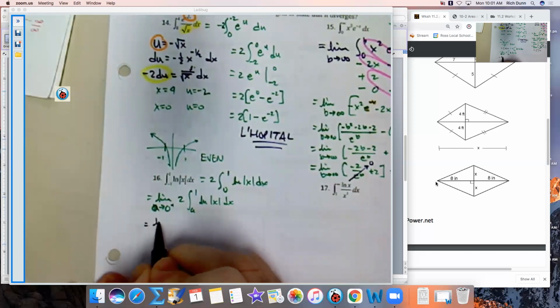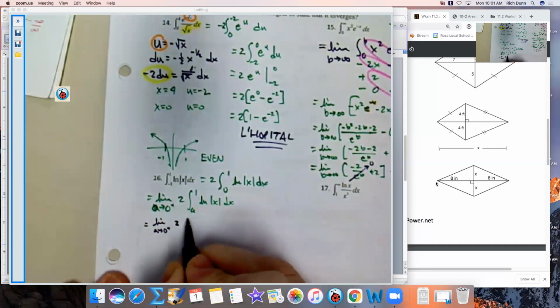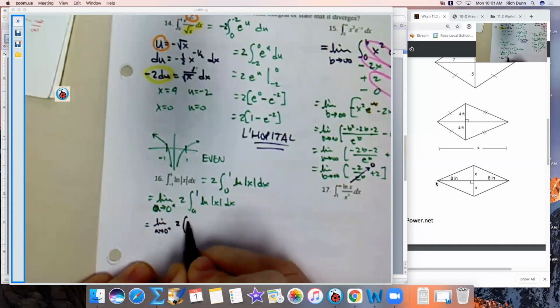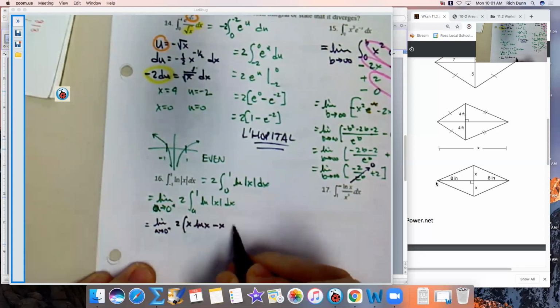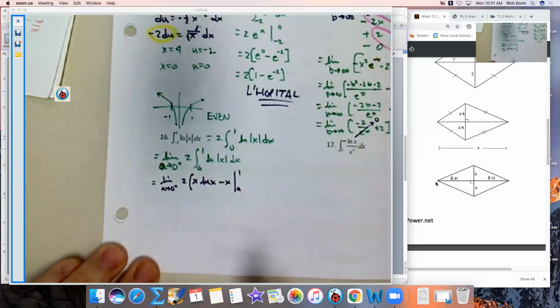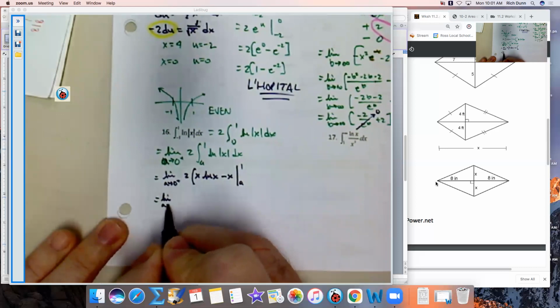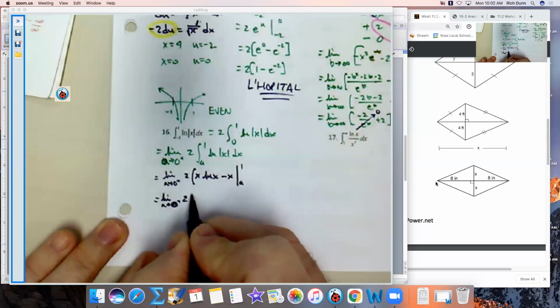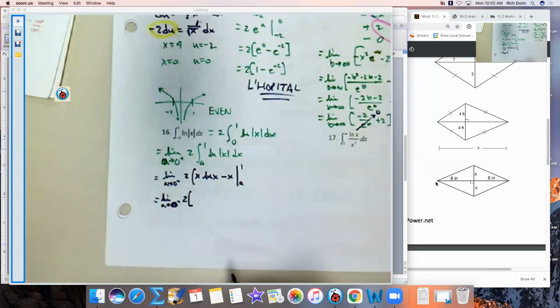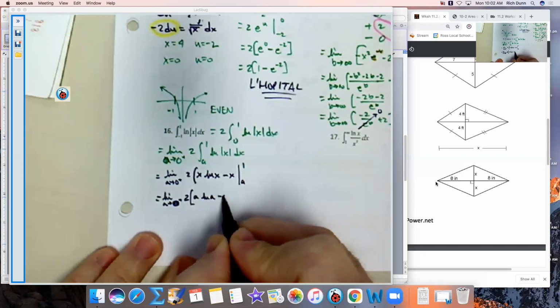So this will be the limit as a goes to 0 from the right of 2, and then this will be x times the natural log of x minus x evaluated from a to 1. Let's go ahead and substitute in our a, so we can evaluate this limit. Oops, this is 0. So 2 times a times the natural log of a minus a.